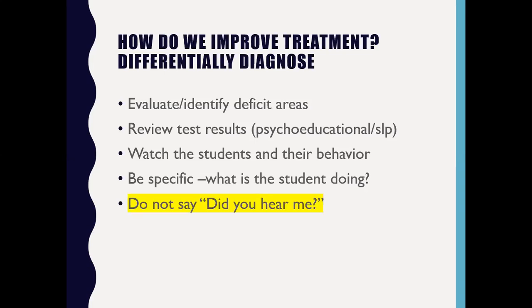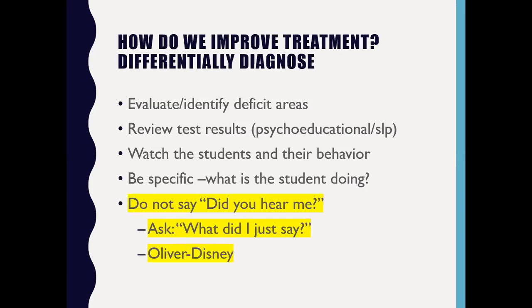Because if the student repeats back exactly what was said, then they heard you clearly. It's not an auditory problem. It could be a language problem, that they don't understand the meaning of what you asked. So we need to ask, what did I just say? If they said, I was thinking of something else and not listening to you, that might be a sign of an attention deficit problem. If they repeat it back, but it's slightly off, then it could be an auditory problem. But we won't know that until we start to ask, what did I just say, instead of, did you hear me?